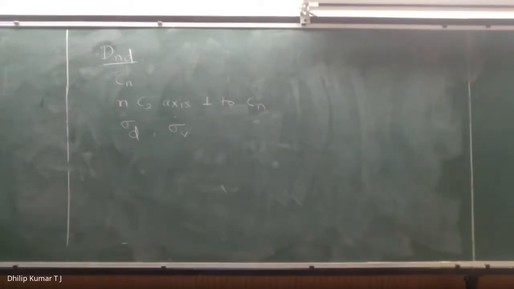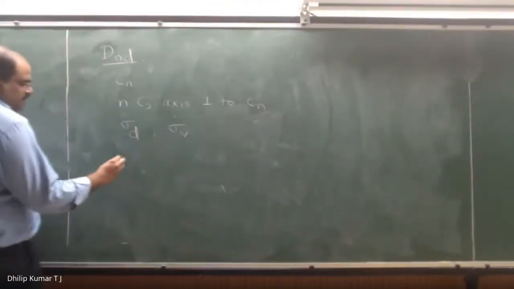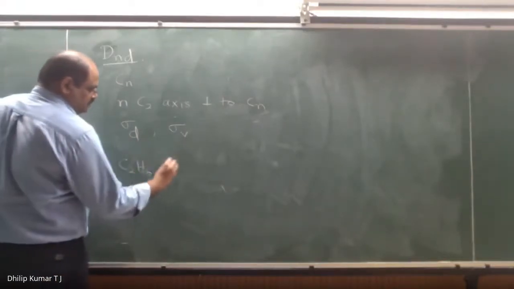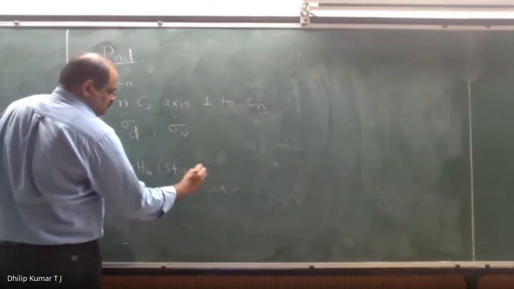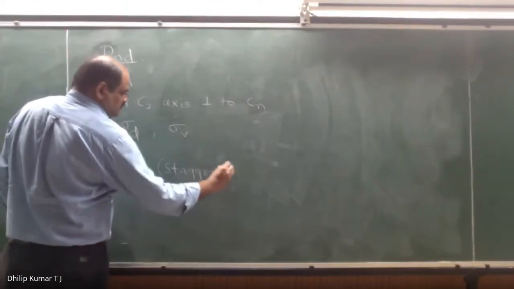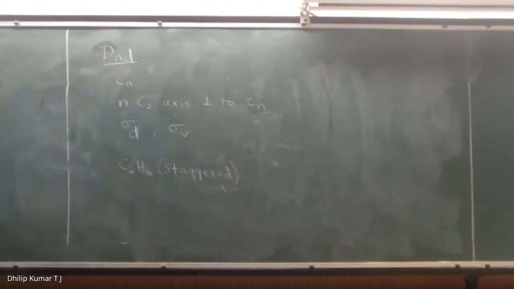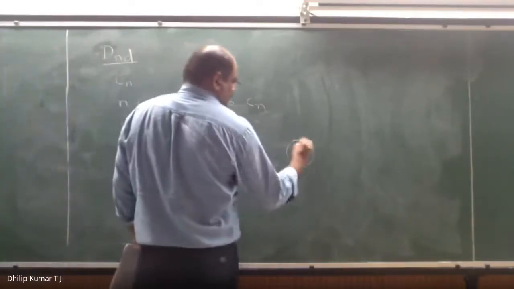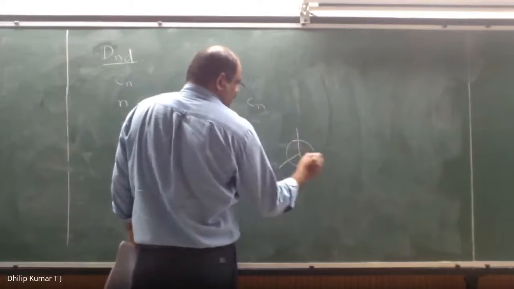So one is okay, simpler one. Let's start. C2H6 staggered conformation. Anyway, let's stick to this staggered conformation. So I just put the Newman projection staggered, right?